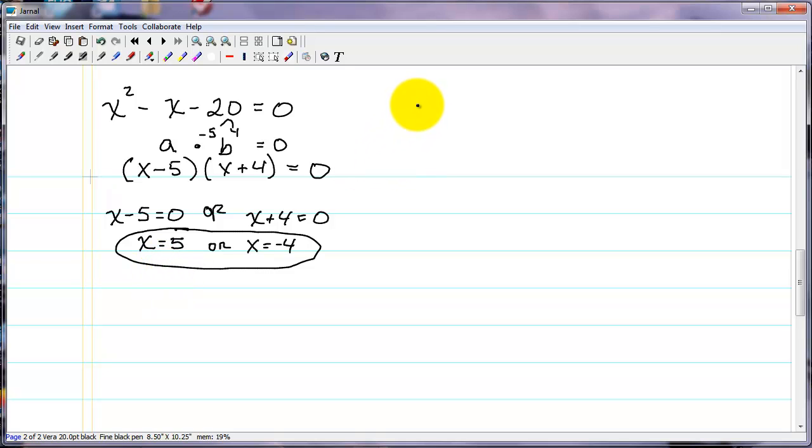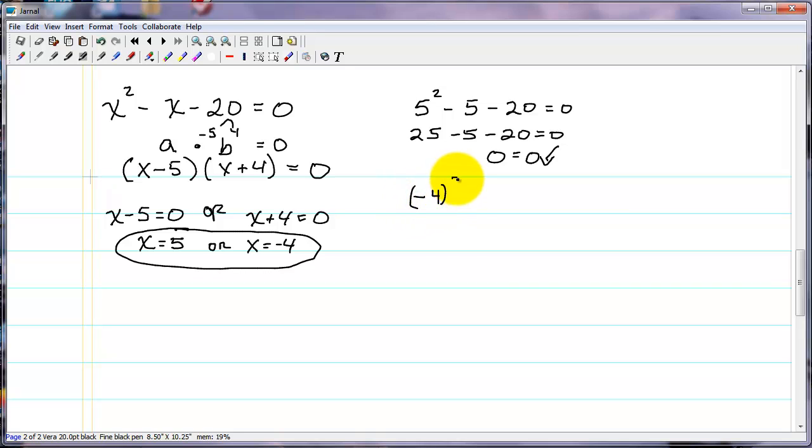Let's check that out. So we have 5 squared minus 5 minus 20 equals 0. So we have 25 minus 5 minus 20 equals 0, and that checks out. And if we do negative 4 squared, now if you're doing that in the calculator, we've got to be careful with these negative signs.